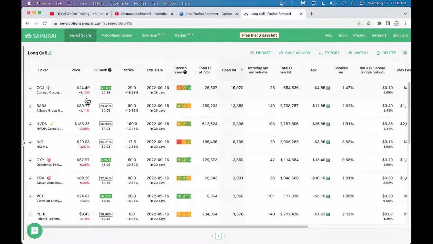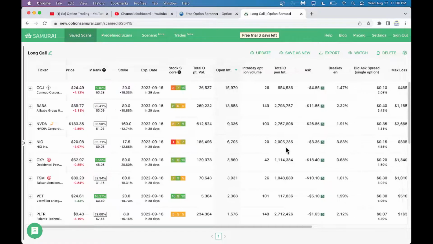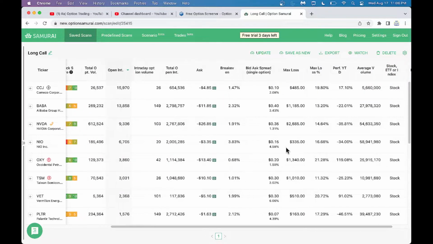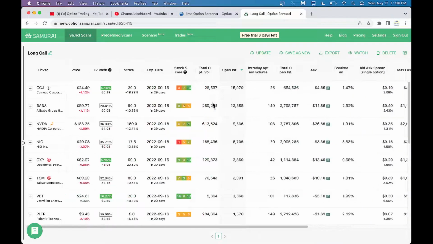A stock got sold off here, so when the stock price is at $24, you could buy a strike 20 call option. You're paying some money here because you're buying a call option, but at this time you're paying $4.85, and as the stock goes higher, you would make some good money. And if you want to look at a little more detail, you could click on this here.